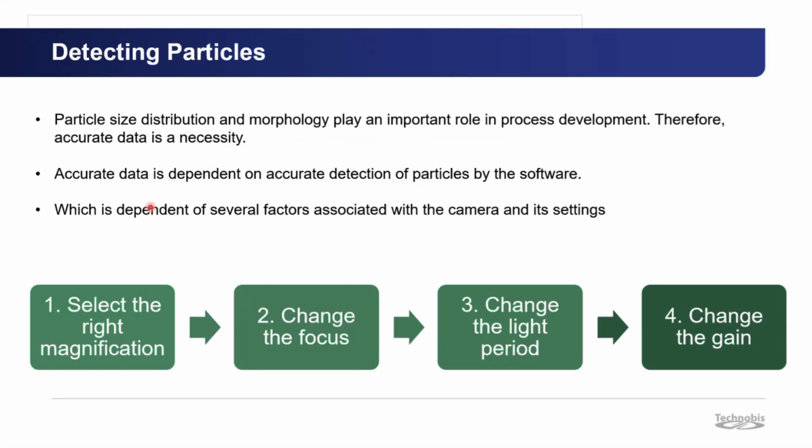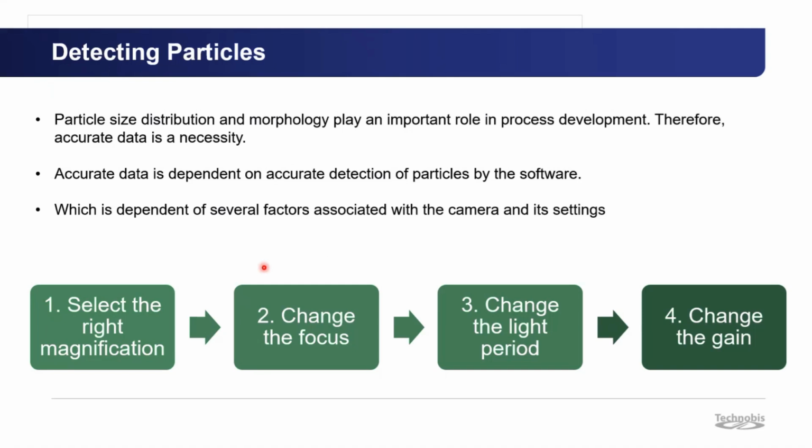The cameras are used primarily for particle size, distribution, and morphology, and these play an important role in process development. Therefore, accurate data is a necessity. The accurate data is dependent on the accuracy of the detection of the particles by the software and the system. And this is dependent on several factors, including the camera and its settings.